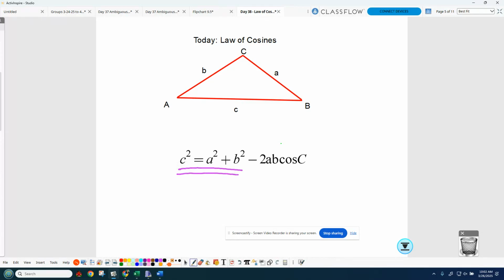What does this look like? Pythagorean theorem. But this formula works even if it's not a right triangle, which is why we need this yucky adjustment. Minus 2 times AB, so that's the two sides that make up the angle, and cosine of the angle that those two sides create.